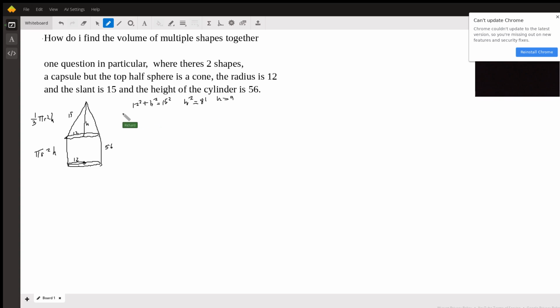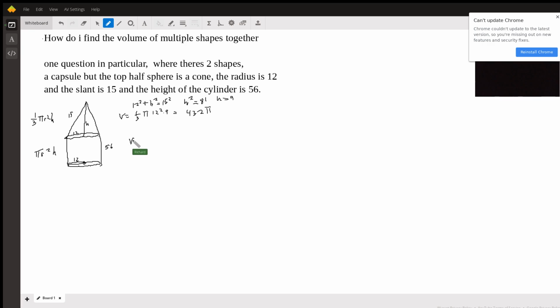And so now I'm just going to plug into the volume. Volume is 1/3 pi. Radius is 12, so it's 12 squared. And the height we just found is 9. You put all of that into your calculator, and you're going to get the volume of the cone on top, which is 432 pi.